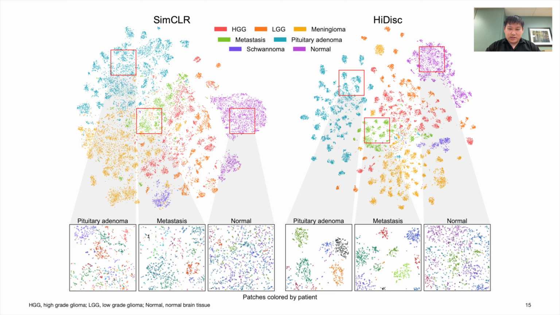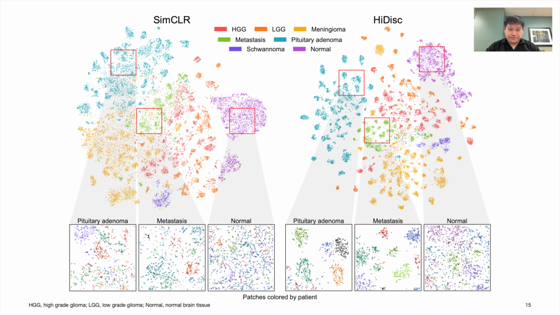Qualitatively, we compare representations learned using HiDisc to SimCLR in the SRH dataset. In the top tSNE plots, the representations are colored by brain tumor diagnosis. We can observe that HiDisc qualitatively achieves better feature learning and class separation compared to SimCLR, and as expected, HiDisc shows within diagnosis clustering that corresponds to patient discrimination, as visualized in the zoomed-in view at the bottom of the figure, where representations are colored by patient. Importantly, we do not see patient discrimination within normal brain tissue because there are minimal to no differentiating microscopic features between these patients.